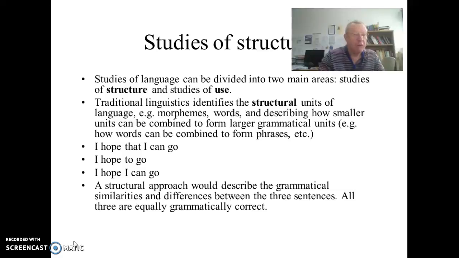Consider these three closely related phrases. I hope that I can go. I hope to go. I hope I can go. A structural approach would describe the grammatical similarities and differences between the three sentences. All three are equally grammatically correct.